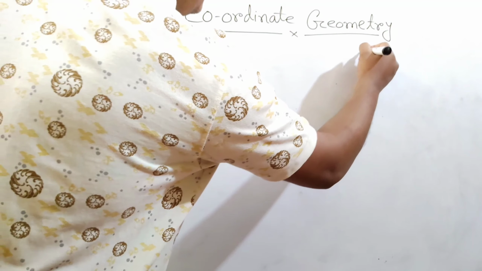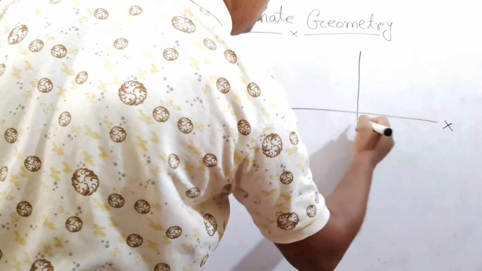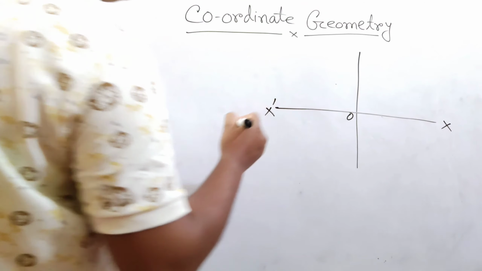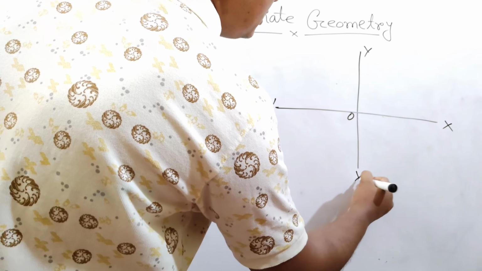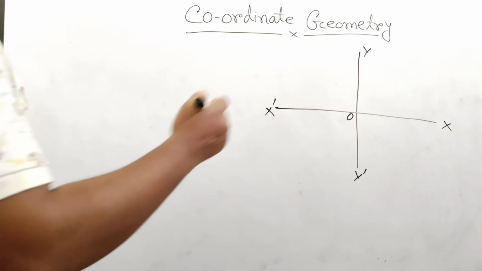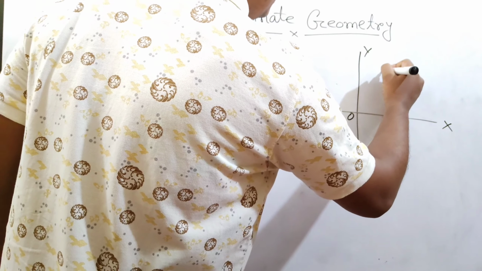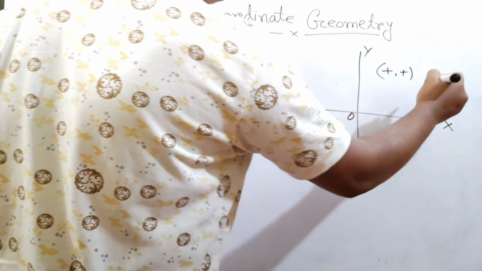First we consider the two axes, that is X'OX, the x-axis, which is the horizontal axis, and Y'OY, the y-axis, which is the vertical axis. Here we need to know the signs of x and y. In the first quadrant, both x and y should be positive, that is plus plus.